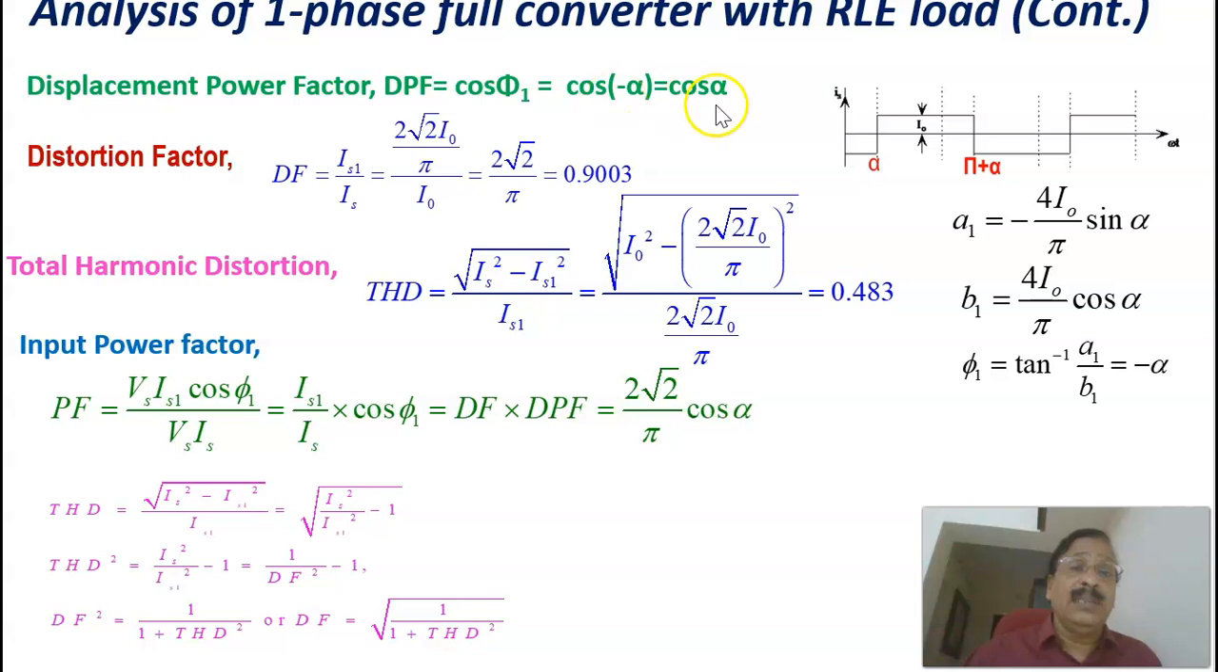Therefore, these are the parameters of the source current: displacement power factor, distortion factor, and total harmonic distortion. Here A1 equals minus 4 I naught divided by pi sin alpha, and B1 we already derived as 4 I naught divided by pi cos alpha. Therefore, phi 1 equals tan inverse of A1 by B1, which gives minus alpha. Substituting that, we get cos of minus alpha equal to cos alpha. This is the displacement power factor, this is the distortion factor, and this is the total harmonic distortion.